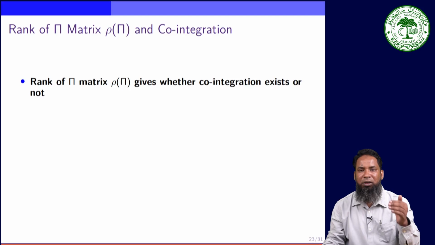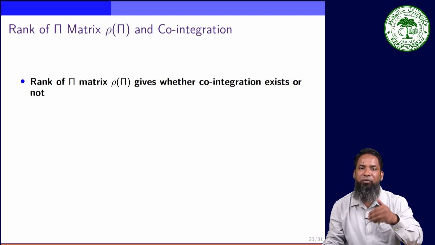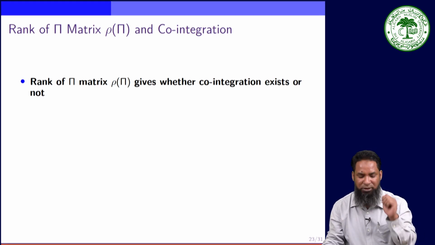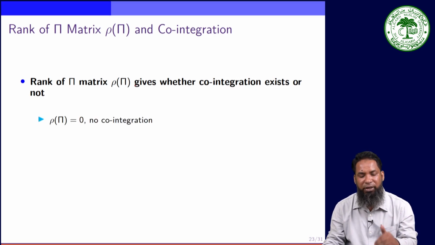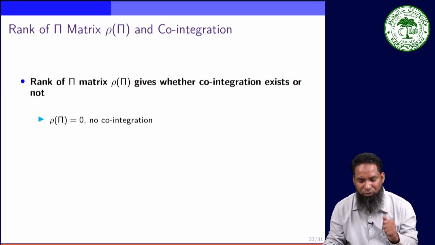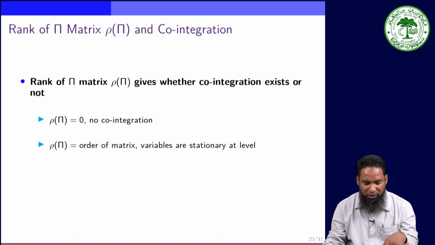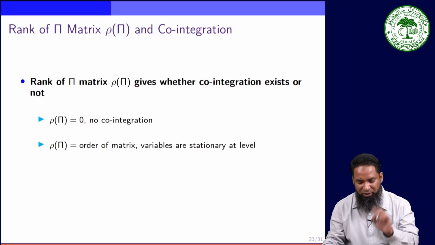Then the problem comes: how will we detect the cointegration in this particular structure? In this structure, the rank of the pi matrix, which we represent using rho, tells whether cointegration exists or not. If rho of pi, that is the rank of the pi matrix, is equal to 0, that means there is no cointegration. If the rank of the pi matrix is 1, then there will be one cointegrating vector. If it is 2, then there will be two cointegrating vectors.